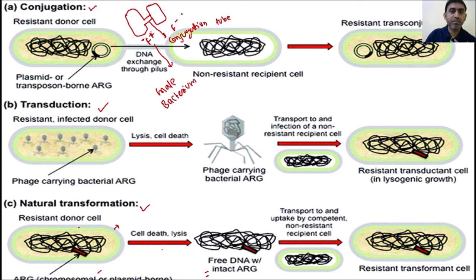This F plus means male bacterium. This F minus means female bacterium. So from this male bacterium to the female bacterium, genes are going to transfer by means of a conjugation tube. So here the conjugation is going to happen, meaning genes are introduced from one bacterium to another bacterium. So that is conjugation. So here, plasmid or transposons.